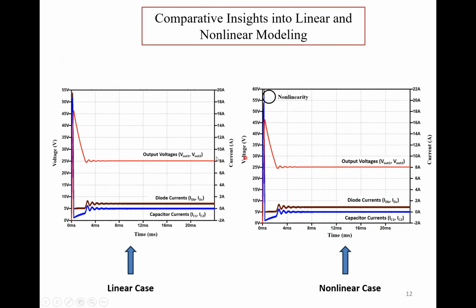That means we are getting stable output voltages in both nonlinear and linear modeling, as we have used the same loads, same input voltages, same parameters. So we are using the same parameters for linear and nonlinear modeling, but we are getting increased inductor, capacitor, and diode currents with nonlinearity, which proves that our results are stable.